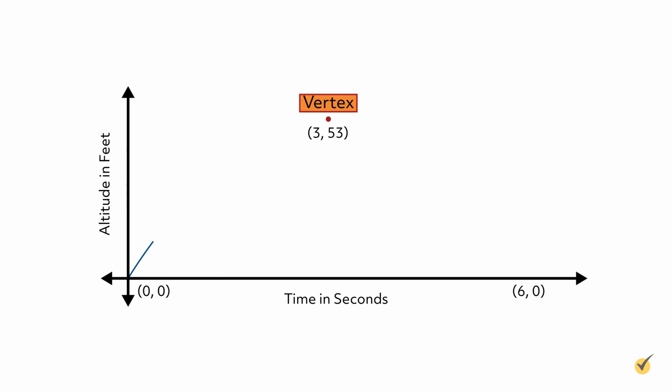The football starts at 0 seconds and 0 feet and then reaches its maximum height of 53 feet after 3 seconds and finally comes back down to the ground after a total of 6 seconds. We know that because our parabola is symmetrical. So if it took 3 seconds to go up, it took 3 seconds to come down as well.